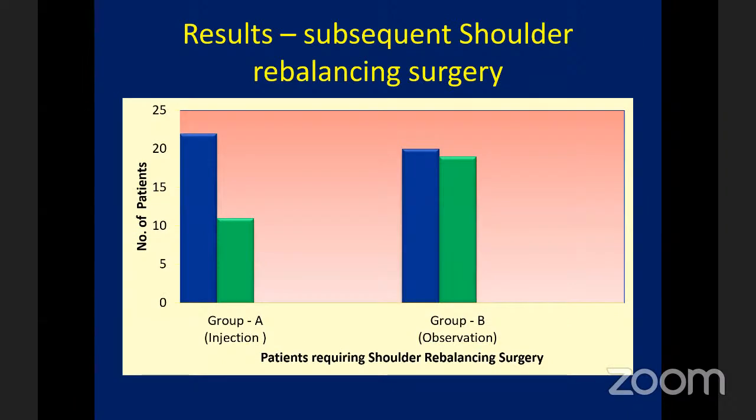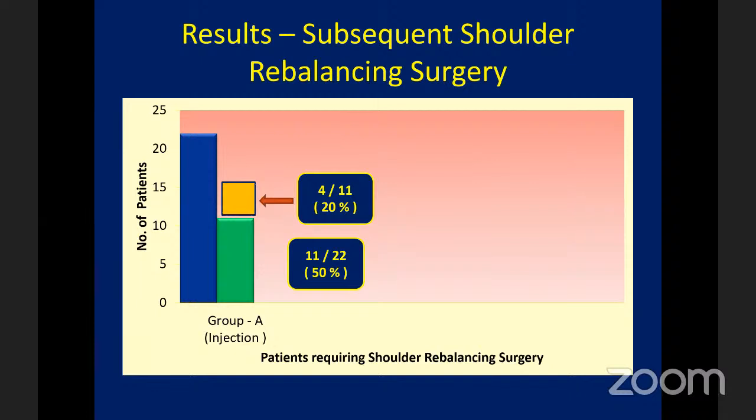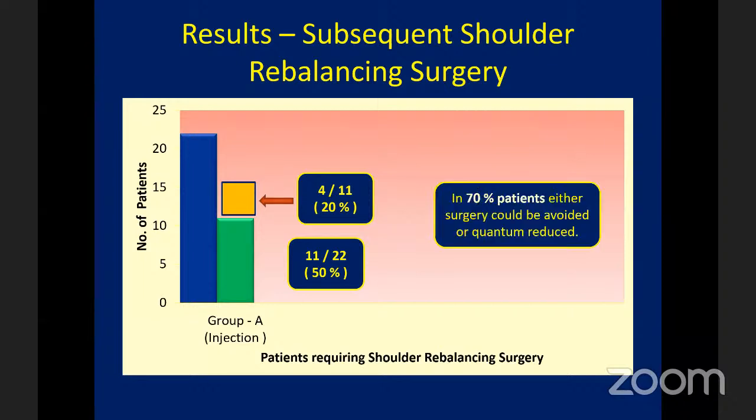We can see the subsequent shoulder surgery needed in the control group. There are fewer patients who needed subsequent surgery in group A, the patients who were injected with botulinum toxin. There are only 11 patients who needed surgery. And in the control group, there were 19 patients, that is 95%. There were 4 patients in whom a lesser magnitude of surgery was needed. So totally, they make 15 patients who needed less magnitude of surgery. So surgery can either be avoided or the quantum of surgery can be reduced.